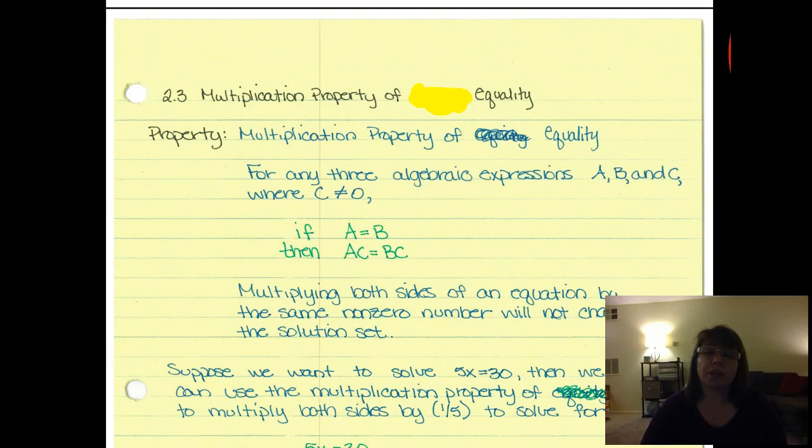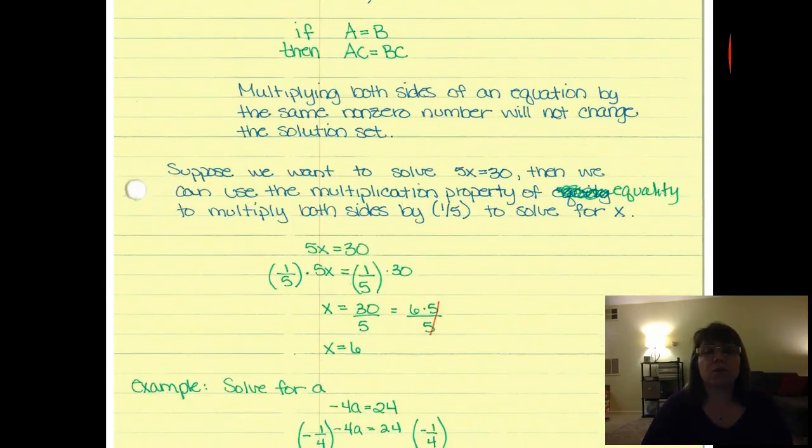For the multiplication property of equality, what it means is: for any three algebraic expressions A, B, and C, where C does not equal 0, if A equals B, then A times C will equal B times C. In other words, multiplying both sides of an equation by the same non-zero number will not change the solution set. That by no means says it won't change the way the problem looks, but it won't change the solution set. So suppose we want to solve 5x equals 30.